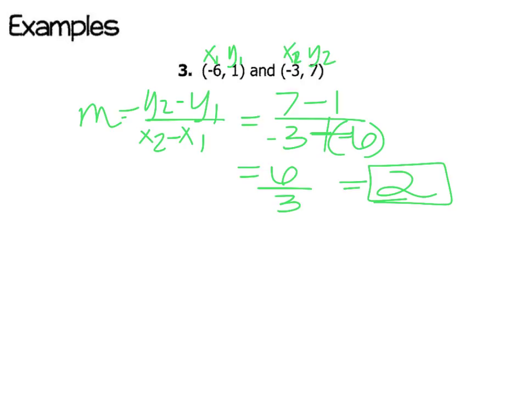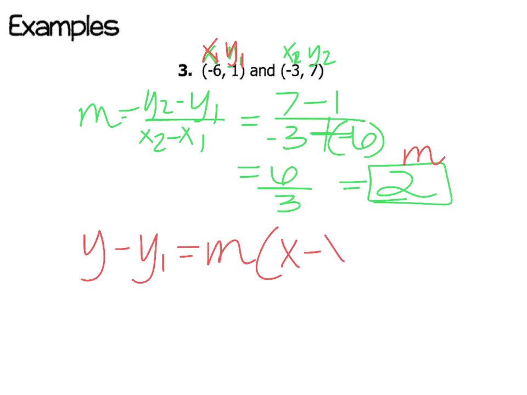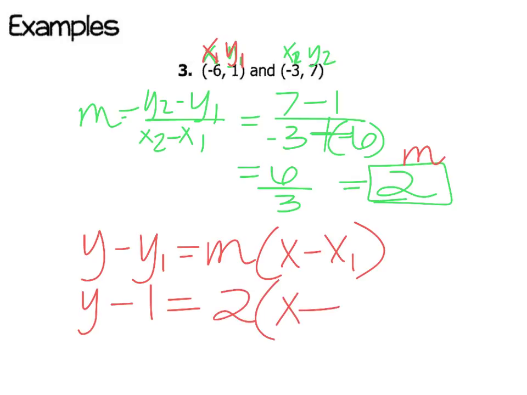Now we're going to take our m, and we're going to take our x1 and our y1. You can take x2 and y2 as well, it doesn't really matter. All right, and now we're going to plug it into the point, or into the formula, y minus y1 equals m times x minus x1. So plug in our values. Y minus y1 is 1 equals m is 2 times x minus, and x1 is negative 6.